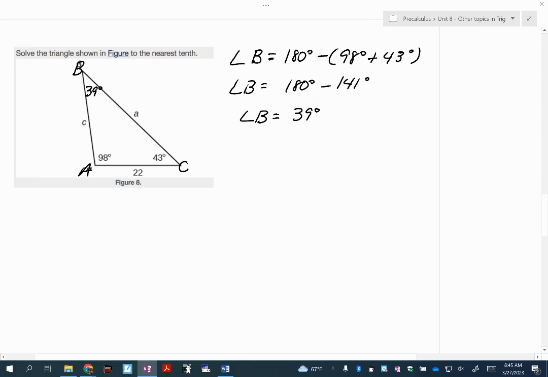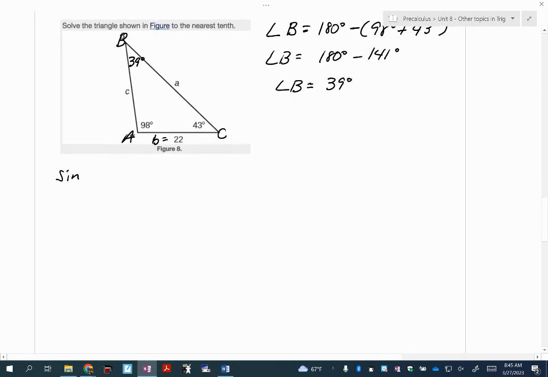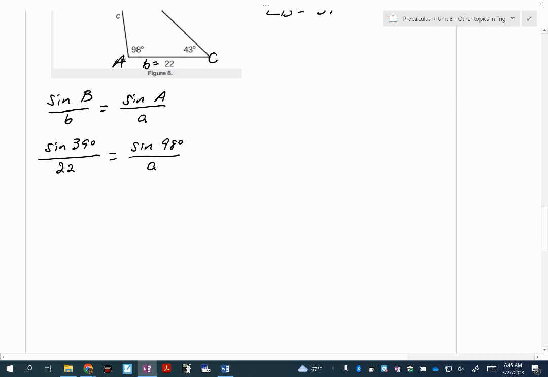Okay. Now, I know side length B, which is 22, and that's the only side length I know. So when I set up my first law of sines proportion, I'm going to be using sine of B over B, because I don't know any other side length, and I must know at least one side length to do this. So now you've got choices here. You can solve for your side length A, solve for your side length C. Doesn't matter. I'm going to solve for side length A next, but again, it really doesn't matter. So the sine of 39 degrees over 22 equals the sine of angle A, which is 98 degrees, over side length A. Cross multiply.